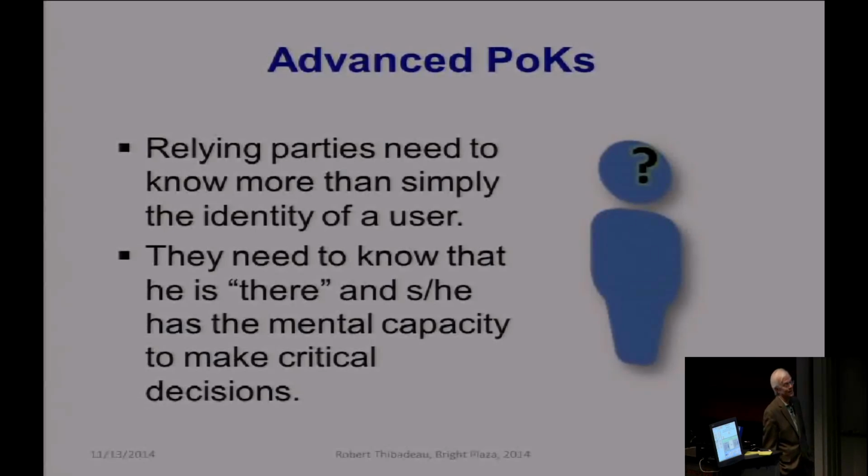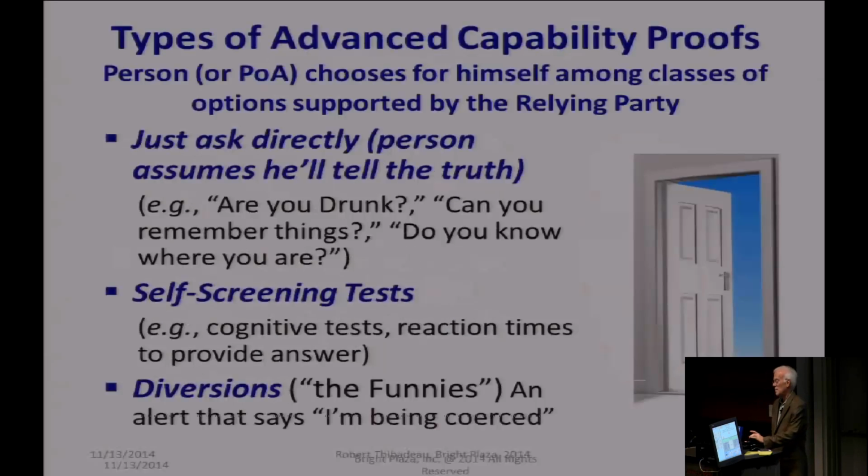But what they would like to know in a lot of cases is, is he there? You know, does he have the mental capacity to make whatever decisions he's going to need to make if he enters my website? And it turns out that there are a number of different types of advanced capability proofs that a person could do. And I'll give you how this fits in with the other ones in a second, but you can just ask the person directly and assume he tells the truth. You could say, "Are you drunk?" And the person will say yes or no.